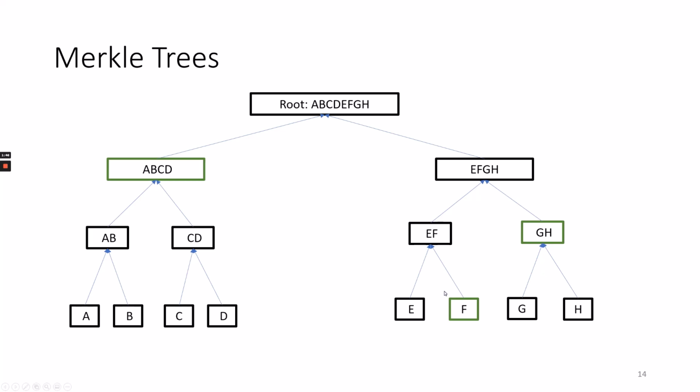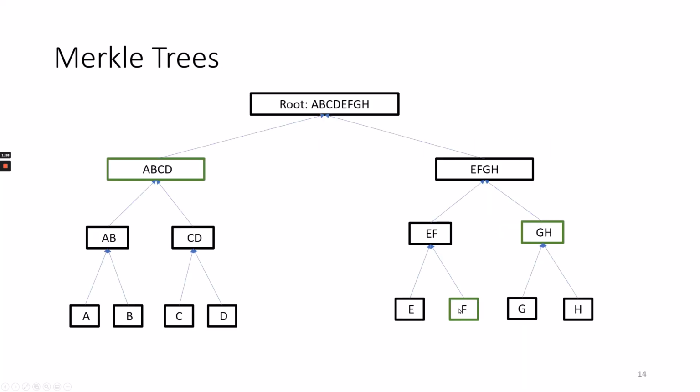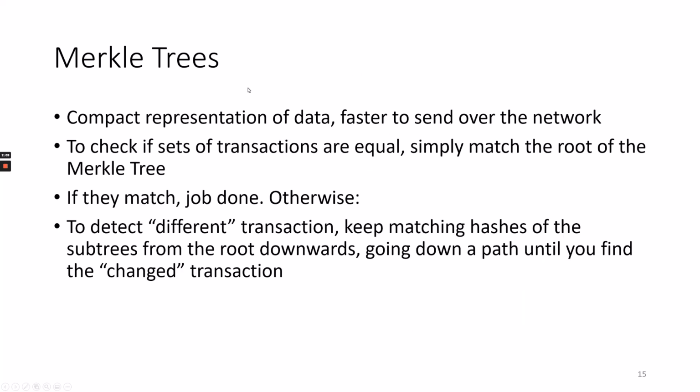So to be able to do this, we would need to have F, GH, and ABCD provided, so that we can correspondingly make the hashes EF, EFGH, and ABCDEFGH. These hashes that we would need to have provided, we can refer to as an authenticating path. So given the authenticating path, it's very easy for us to find out if a specific transaction is indeed in that tree. So to sum up, these Merkle trees are a compact representation of the data.